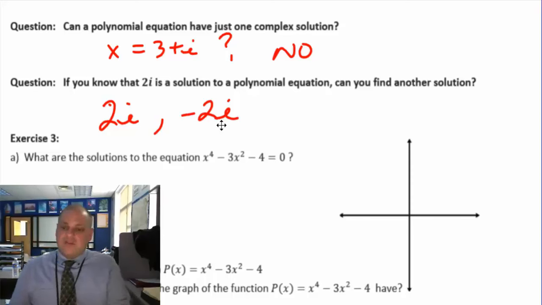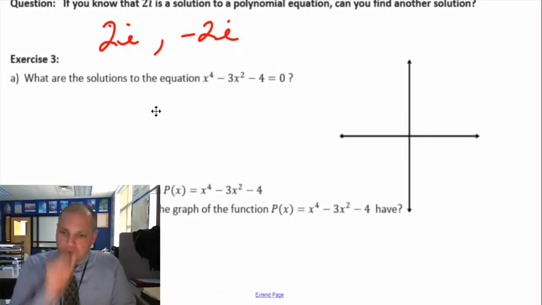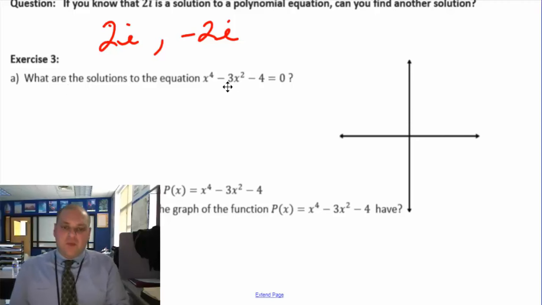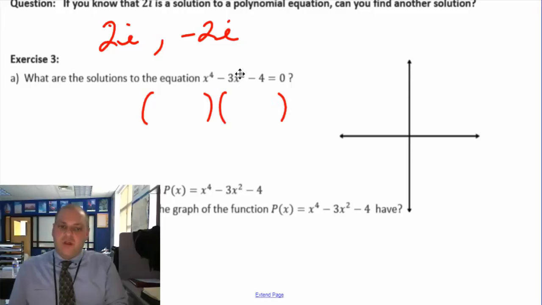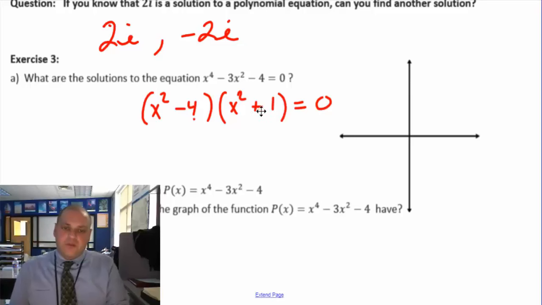Okay, so here's exercise 3. We have A, B, and C. And then we'll get on to some examples. What are solutions to this equation right here? What we're going to do is factor. And we learned this earlier in the year, how to factor with x to the 4th. If it's a trinomial, we can treat it like it's just regular x squared and regular x. Instead of x, you're going to have x squared, x squared. x squared, x squared. And then minus 4 and then plus 1. See, x squared minus 4, x squared plus 1.